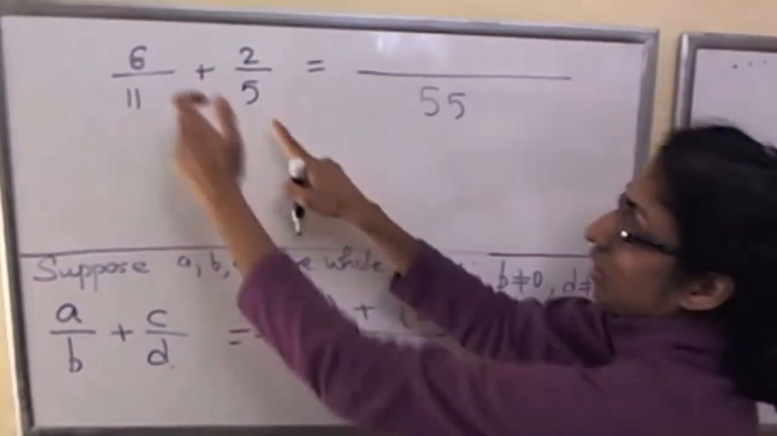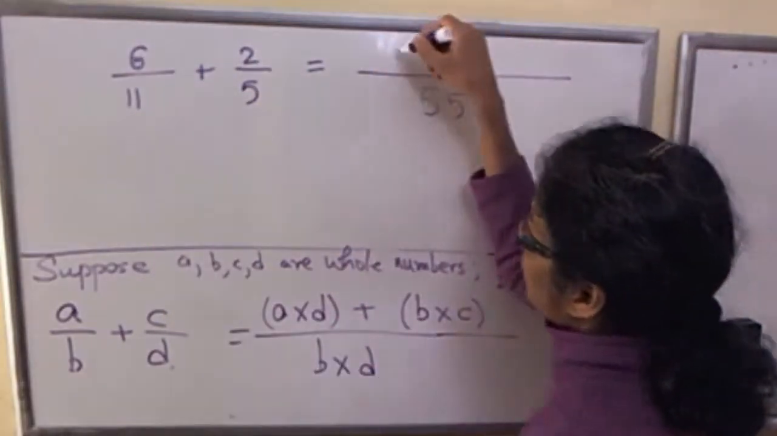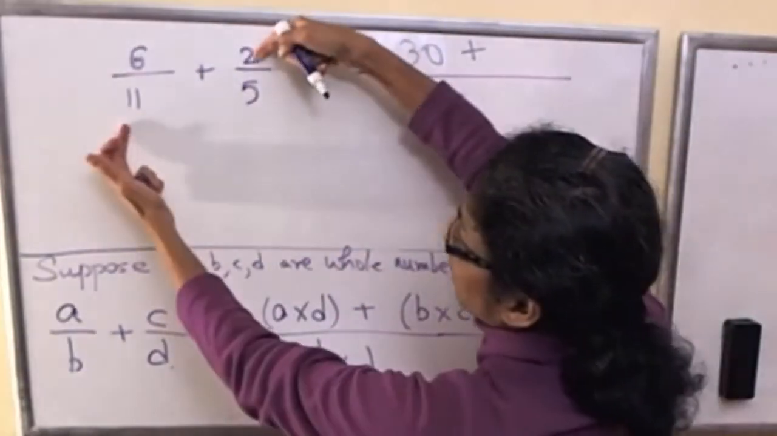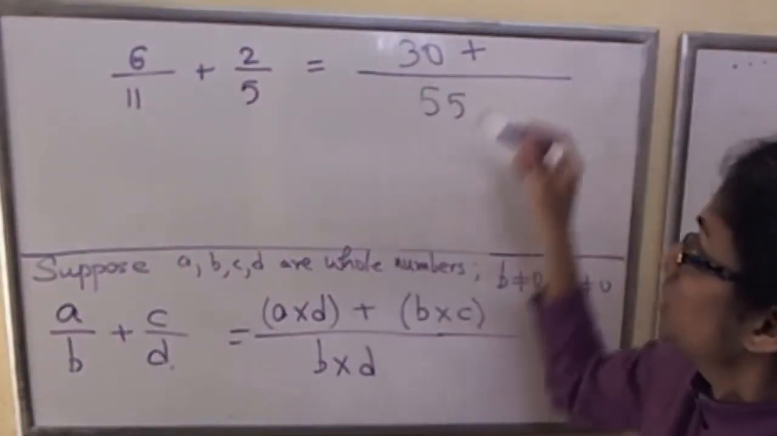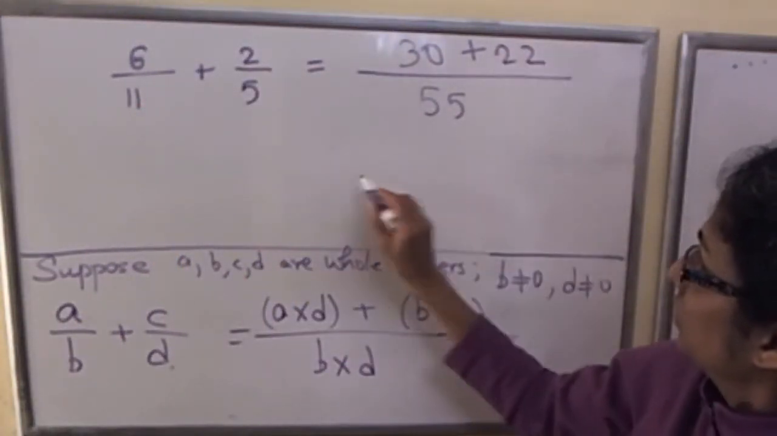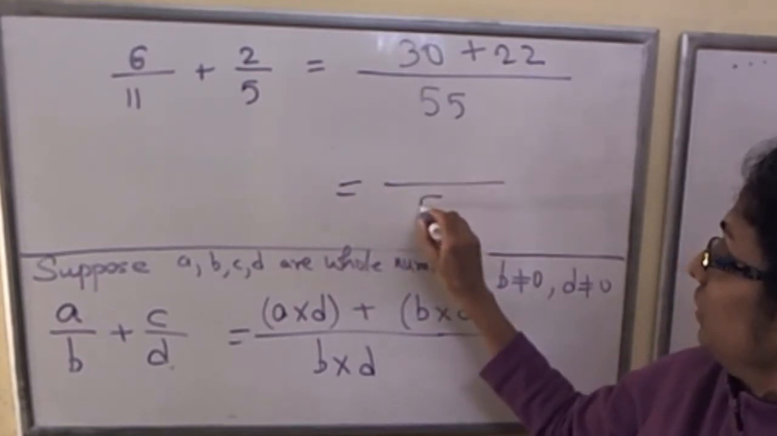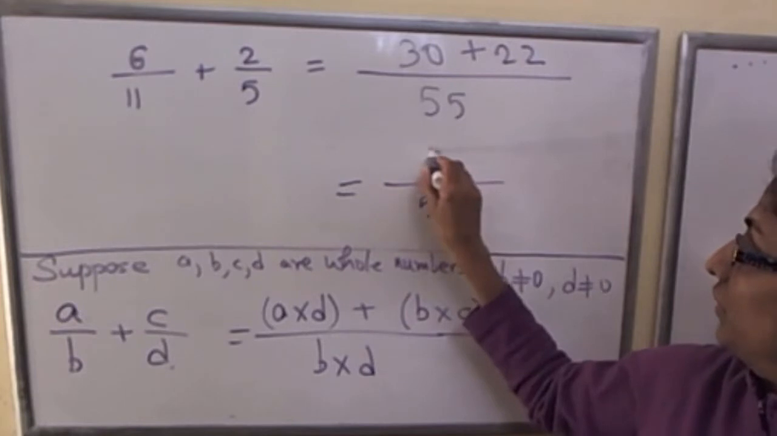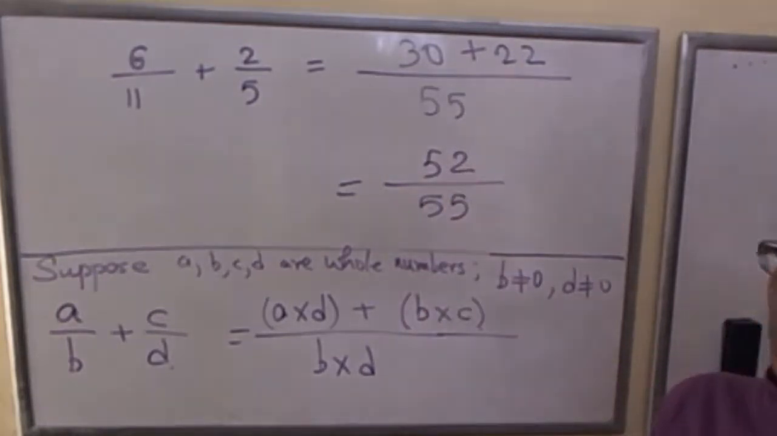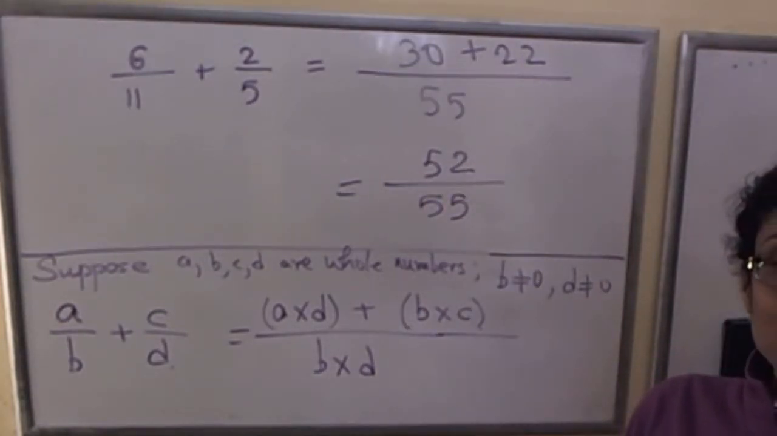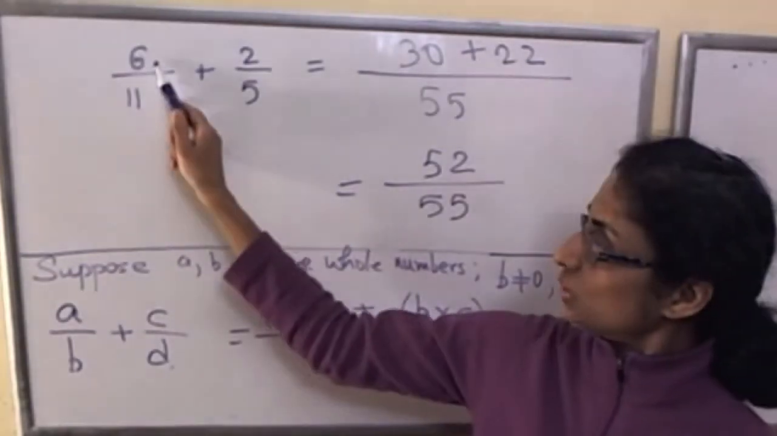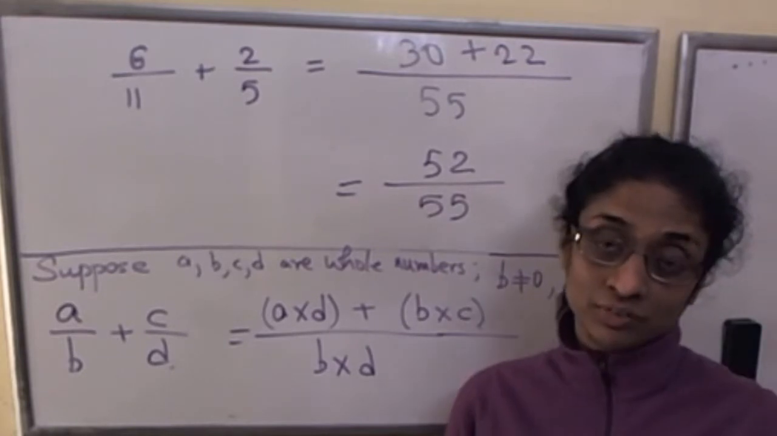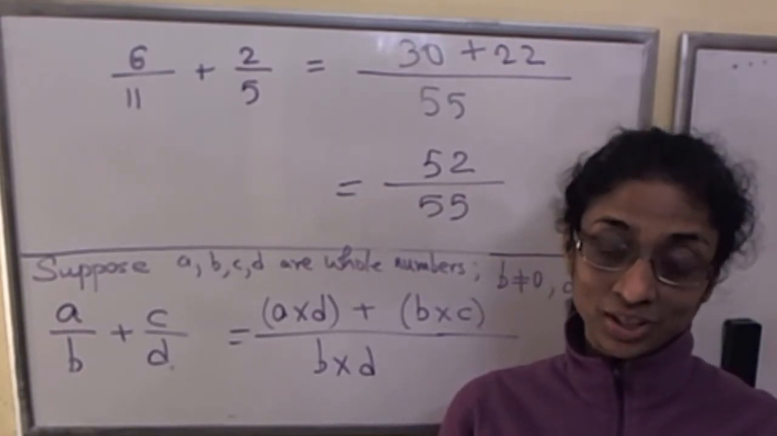Numerator is what? Multiply these two together. 6 times 5 is 30. Plus, multiply these two together. 11 times 2 is 22. What do we get? 30 plus 22 is 52. And so there is the answer. There is the sum. 6 over 11 plus 2 over 5 is 52 over 55. That's what it is. Okay?